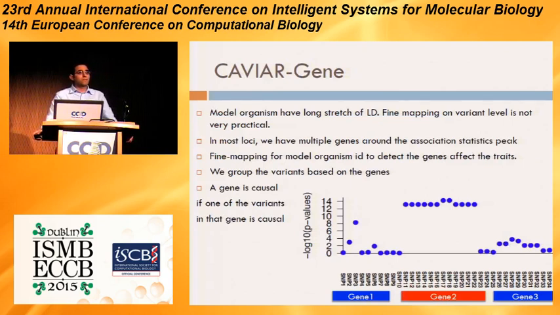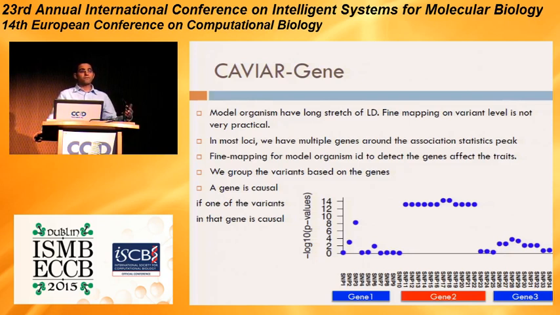But the problem is that in a model organism like mouse, the stretch of LD is much larger than in human. So what happens is that a lot of variants seem to be causal. So performing fine mapping on the variant level for a model organism like mouse is not very informative. So what people are doing is that when you look at the loci, actually there are multiple genes that fall in that loci that can be significant. And all of these genes are in LD with each other.